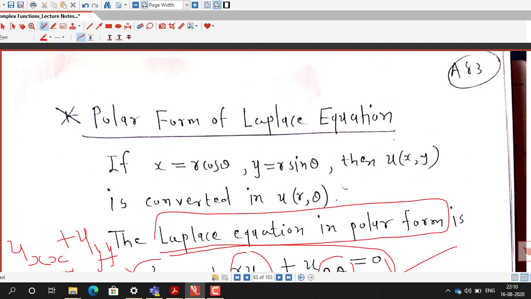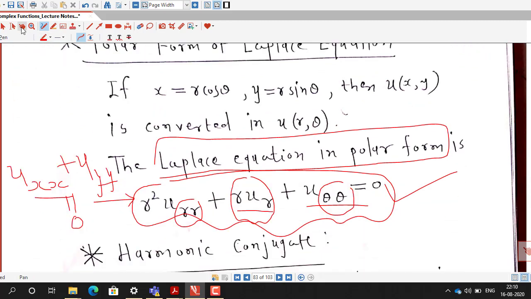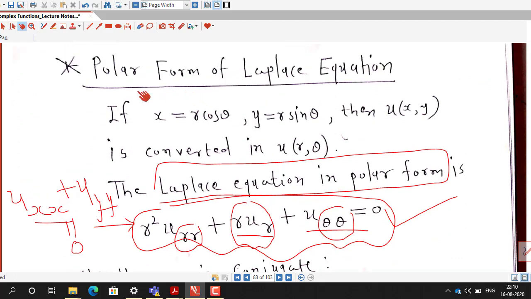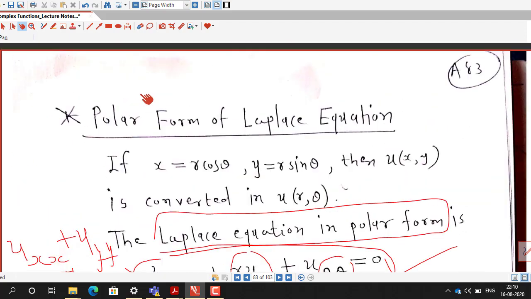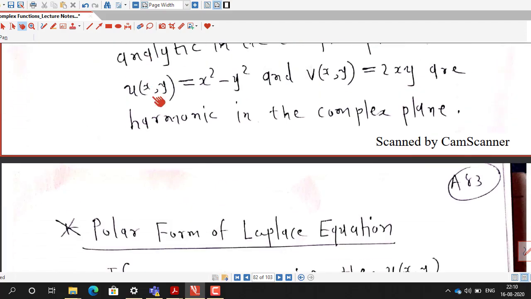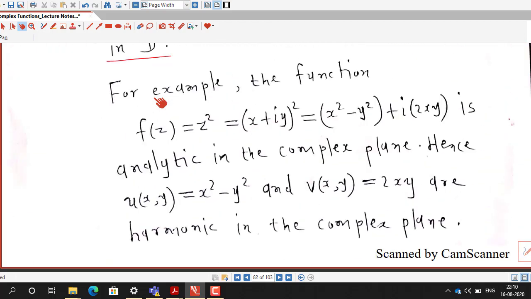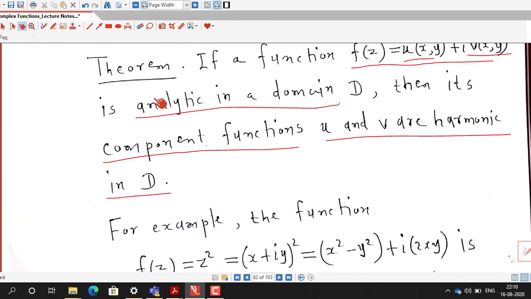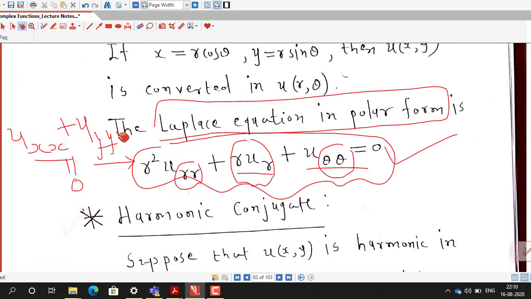Sometimes, if you are not comfortable in Cartesian coordinates, you can use this Laplace equation in polar form to prove that a given function is harmonic. We will see some examples of how to show that a given function is harmonic, but it is simple. You just have to show that the function u satisfies the Laplace equation, either in Cartesian coordinates or in polar coordinates, as per convenience.